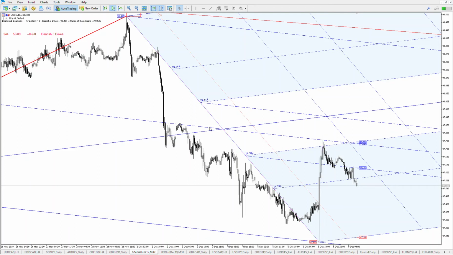Just some quick dollar index analysis. I'm going to talk about the pitchforks and harmonics, and then I'll talk about the Ichimoku, and I'll go up on the time frames as we go. So on the half hourly, we've got a bearish three drives.